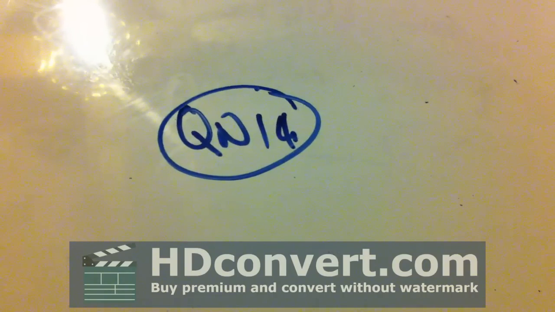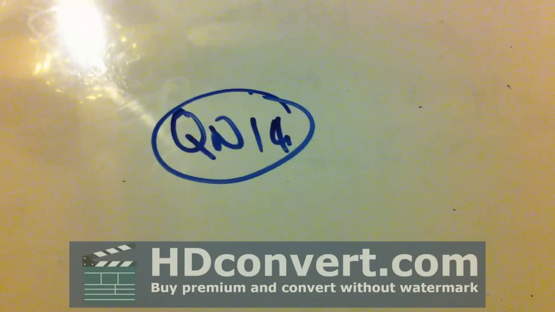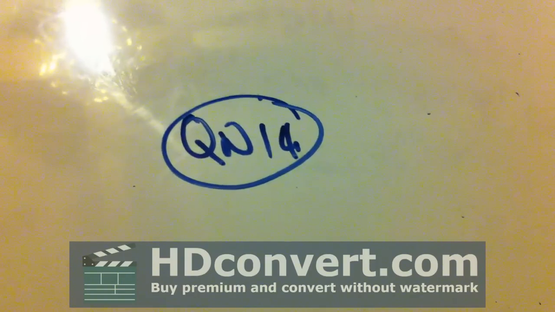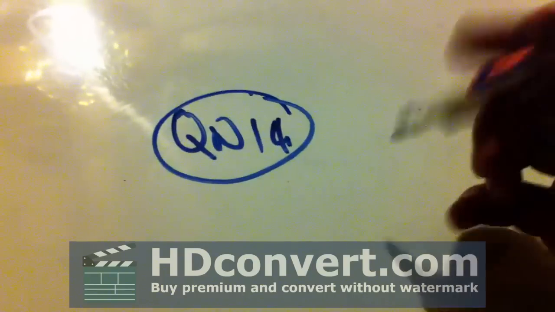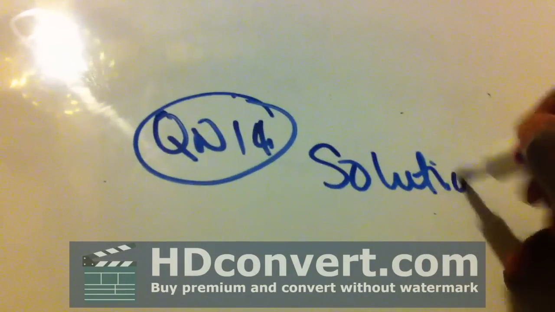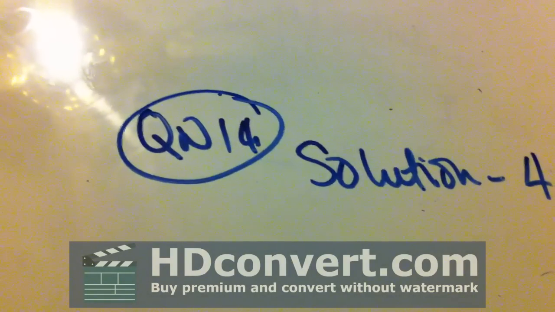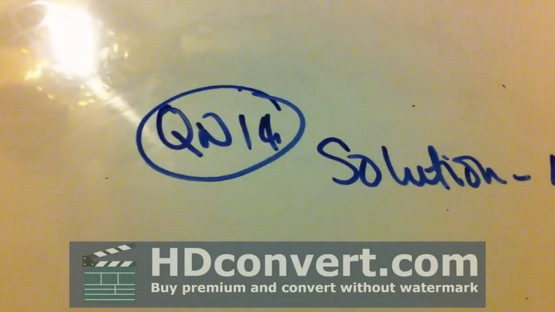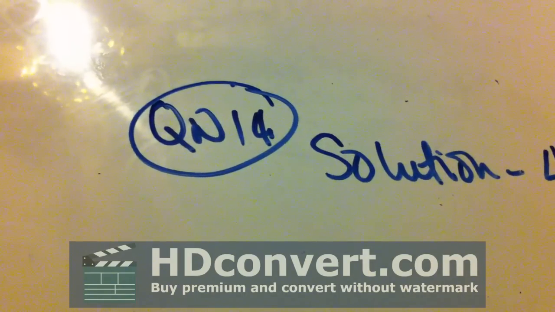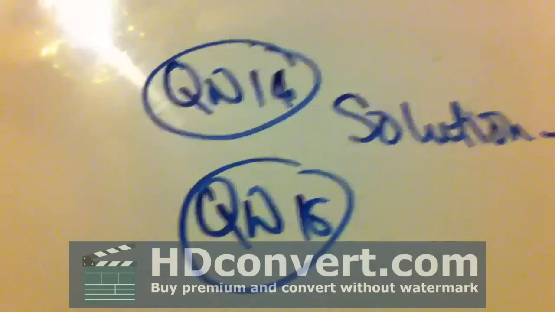Then let's go to question 14. The statement that shows the net worth. Oh, this is also very simple. We don't even need to work it. So this is solution number 4. You can read through about equity in your study guide. Very simple.